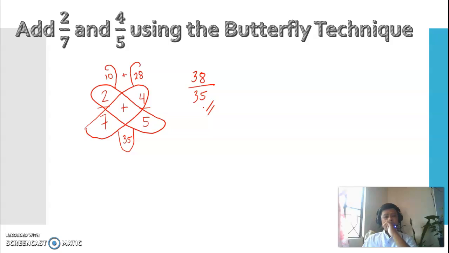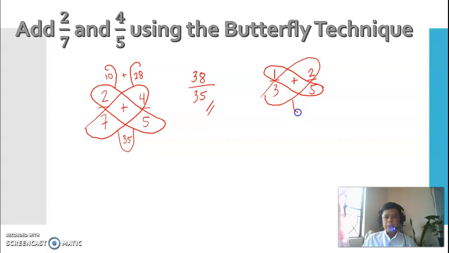Diba? Ang dali. Let's have another example. Kunyari, 1/3 plus 2/5. Yan. So, gawa tayo ng butterfly. Matabang butterfly na to. Okay, so 1 times 5, 5. 3 times 2, 6. 3 times 5, 15. So, 5 plus 6, 11. And then, 15 yung denominator. So, eto na yung ating sagot.